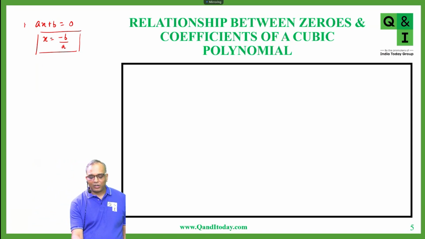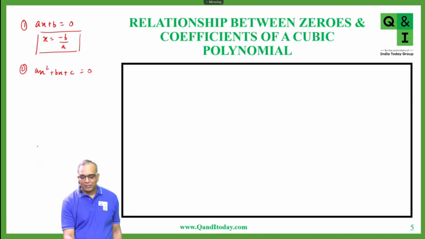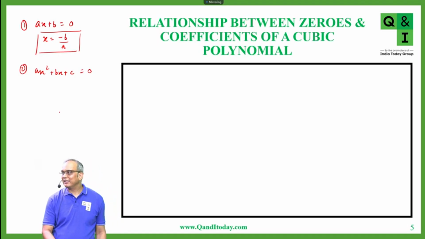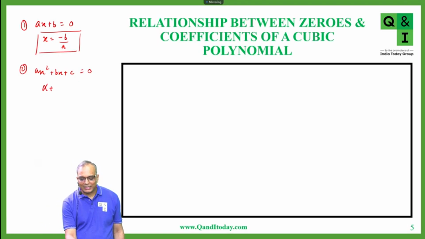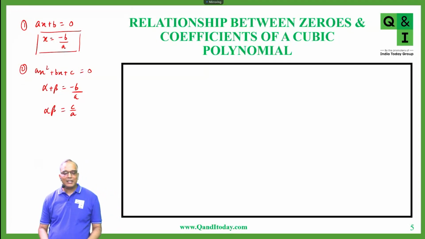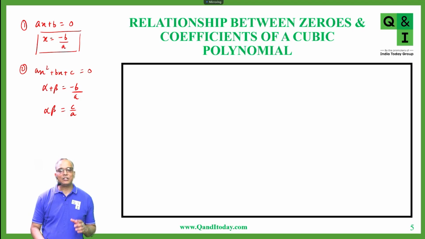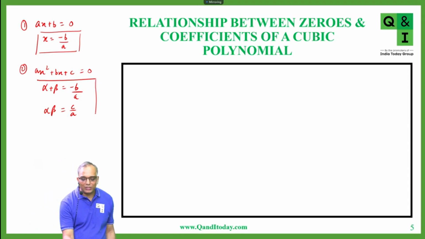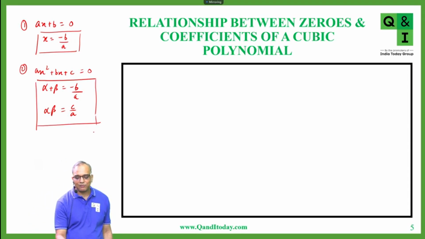Now if we have a quadratic polynomial, for example ax square plus bx plus c equal to 0, the relationship which we have seen is the sum of the zeros, that is alpha plus beta, is minus b by a, and the product of the zeros, that is alpha into beta, is equal to c by a. So minus b by a means the negative of the coefficient of x by the coefficient of x square, and c by a means the constant term divided by the coefficient of x square. So these are the two relations which we did in the previous class.